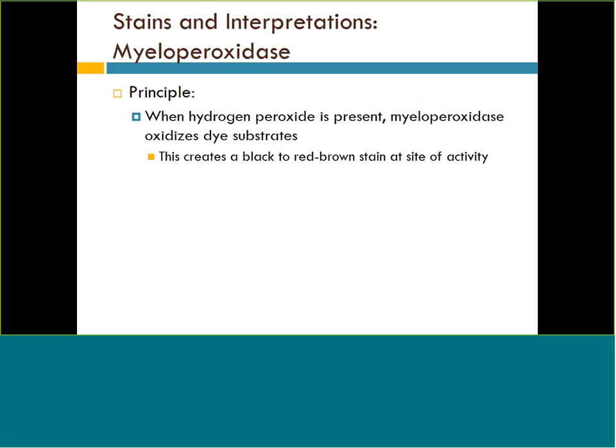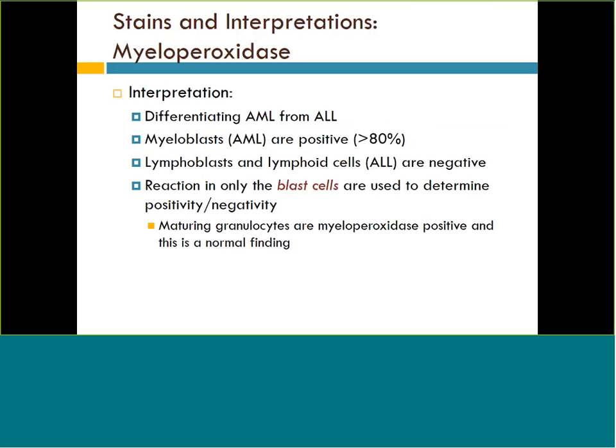So basically how the stain works is when you have hydrogen peroxide present, that myeloperoxidase will oxidize the dye substrates and create a colored reaction, a red-brown stain color reaction in this case. This part you don't need to memorize. I'm not as worried about this. What you do need to know is, what does it mean? So again, to differentiate AML from ALL, AML will be positive.